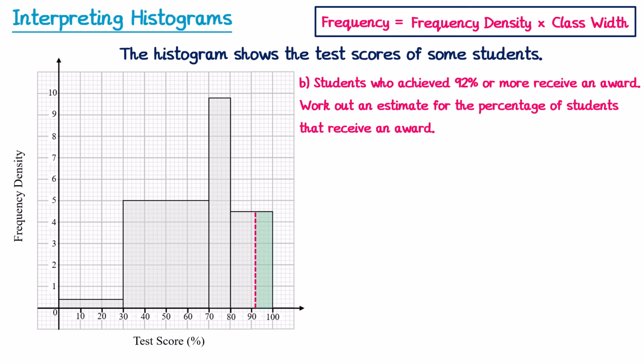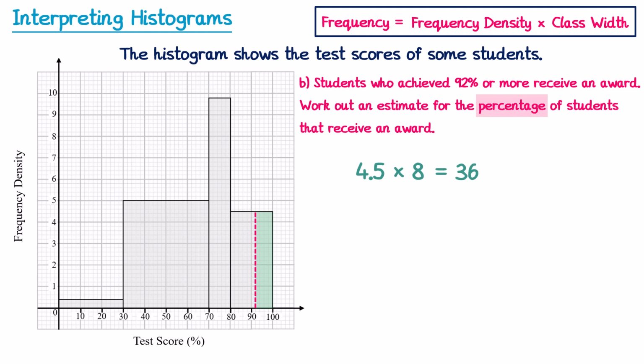So let's work out how many people are going to receive an award using the formula at the top. The frequency density here goes all the way up to 4.5, and the width of that class is going from 92 up to 100, so that's a width of 8. 4.5 multiplied by 8 is 36. Now we need to give this as a percentage.